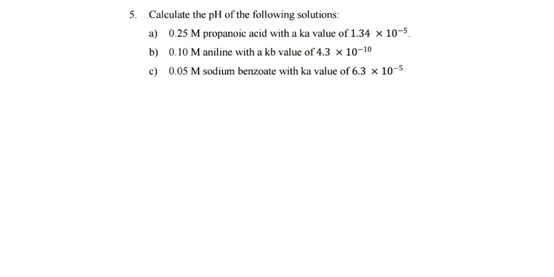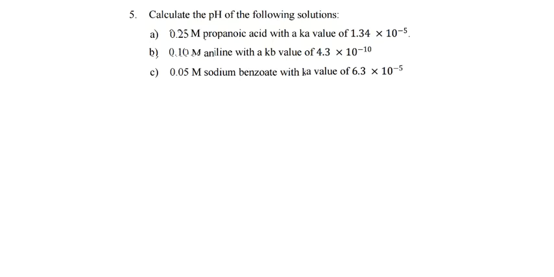We're now on question 5. Question 5 is a very simple question. A: 0.25 molar concentration of propanoic acid with a Ka value of 1.34 times 10 to the power negative 5. B: 0.10 molar concentration of aniline with a Kb value of 4.3 times 10 to the power negative 10. C: 0.05 molar concentration of sodium benzoate with a Ka value of 6.3. So please, if you're tired, feel free to pause the video and continue afterwards.